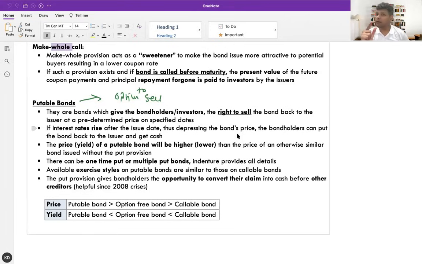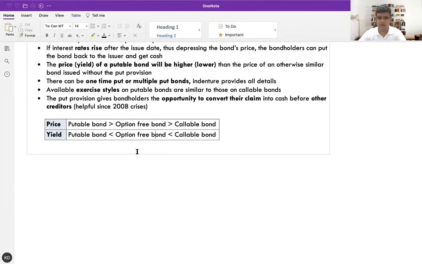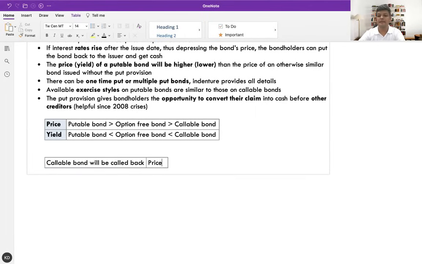Now remember, in a callable bond, when will the issuer call back? If the price goes up or if the price goes down? Not the yield. I'm talking about the price of the bond. Remember, price and yield have opposite relation. Price goes up. So, guys, my question is, a callable bond will be called back when, first of all, yield goes down, but I can say price goes up.